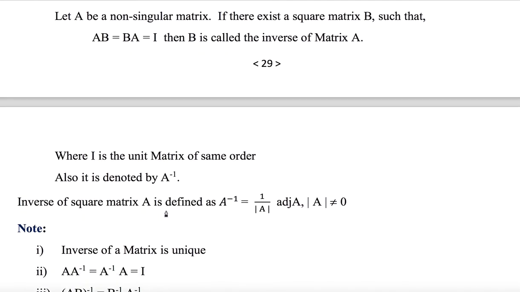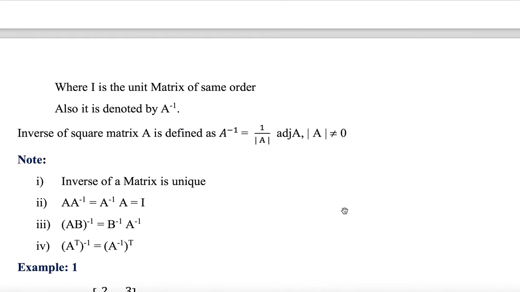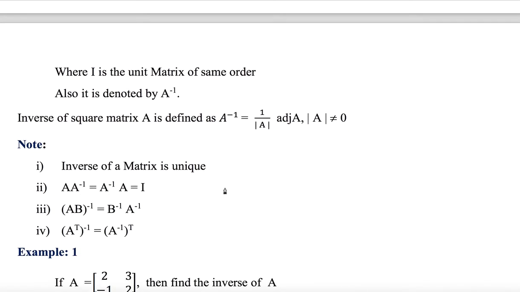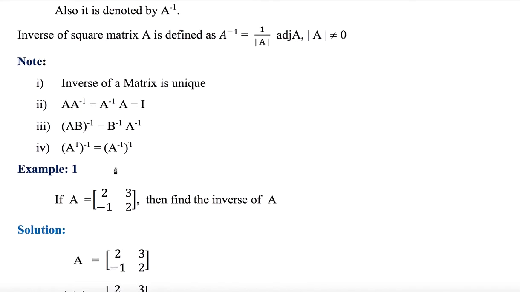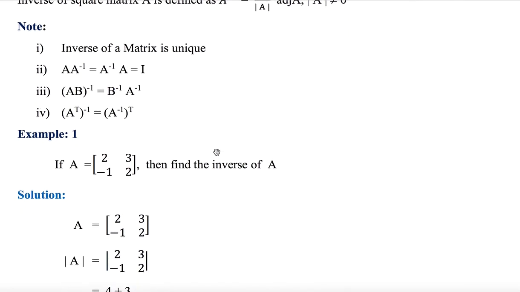Inverse of matrix A is defined as A inverse equal to 1 by det A into adjoint A, when det A is not equal to 0. When det A equal to 0, the inverse won't exist. Inverse of a matrix is unique. A into A inverse or A inverse into A equal to I. AB whole inverse equal to B inverse into A inverse. A transpose whole inverse equal to A inverse transpose.